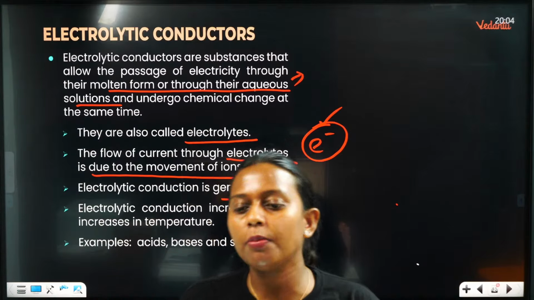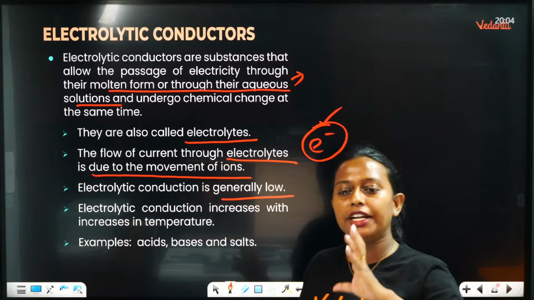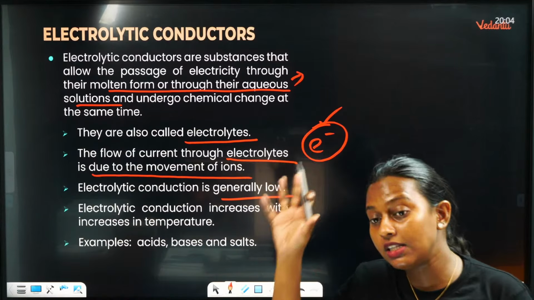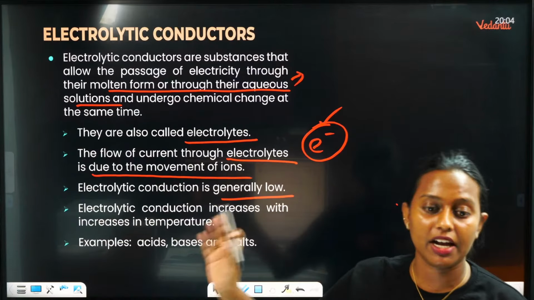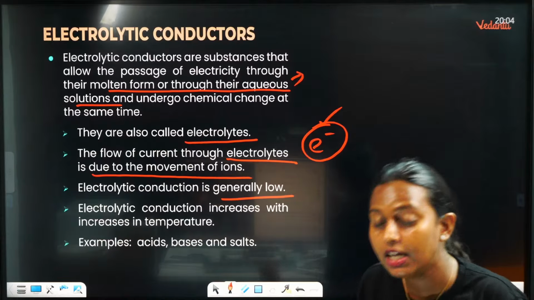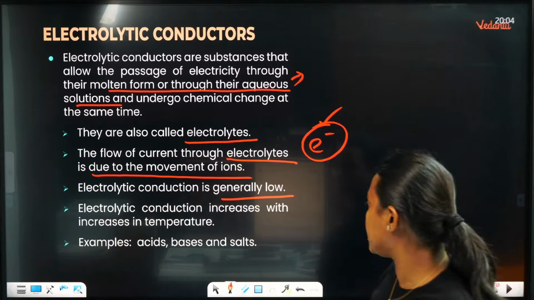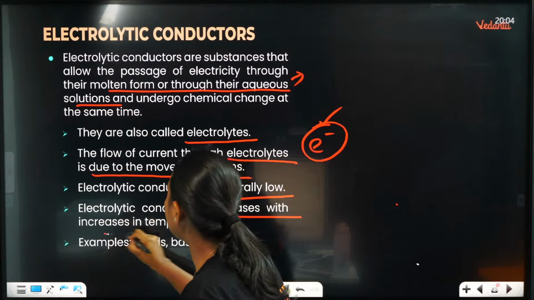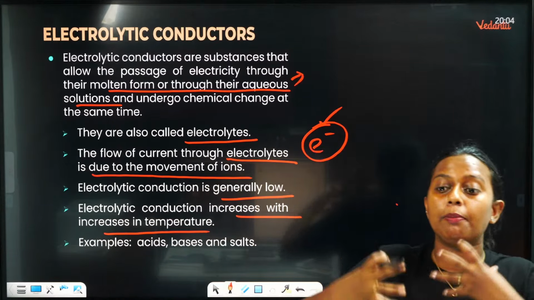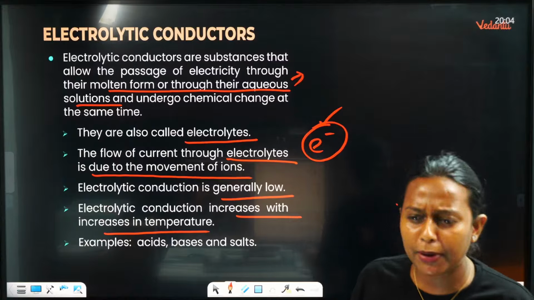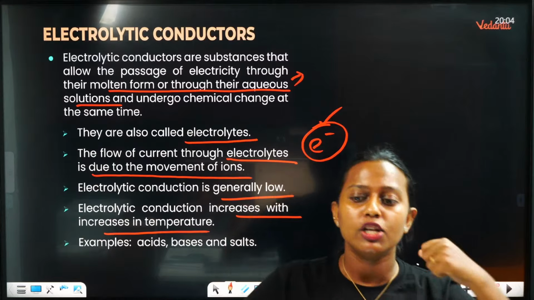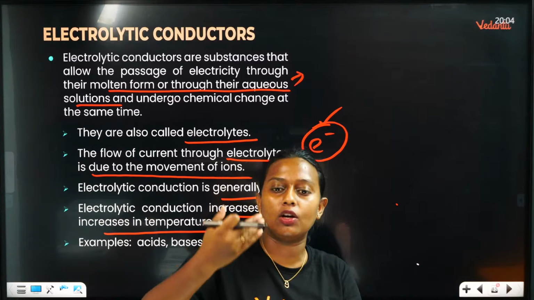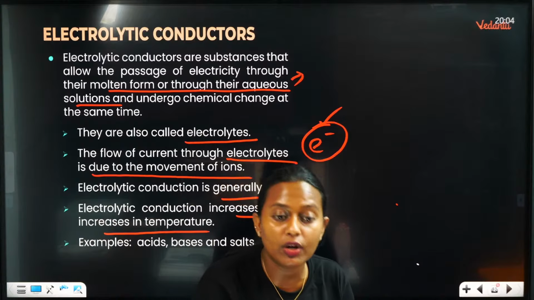Conductivity is normally low in electrolytes, but when you consider metals, conductivity is high compared to electrolytes. Electrolytic conduction increases with an increase in temperature. If you increase the temperature of the solution, the ions move faster, so the electric conductance also increases.